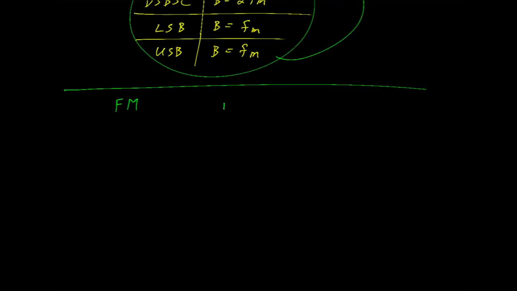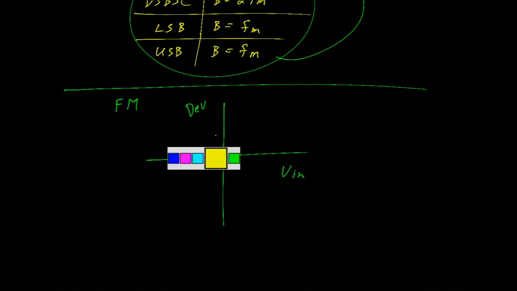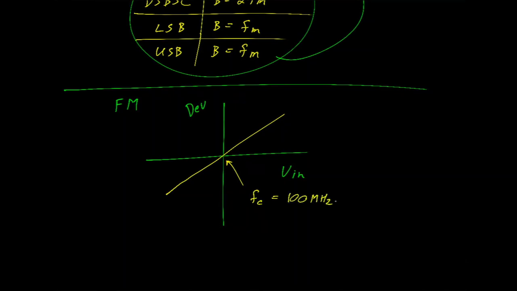FM was described as a voltage control oscillator, with this axis being the voltage input and this axis being frequency deviation. There's a linear relationship between these two. For example, if the voltage in is 0, the frequency of the carrier might be 100 megahertz. As the voltage in varies in either direction, we can see that the frequency of the carrier will go up and down. You could think of that as a siren or a penny whistle.